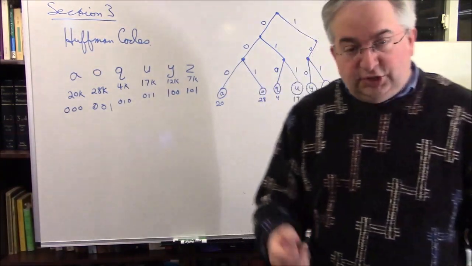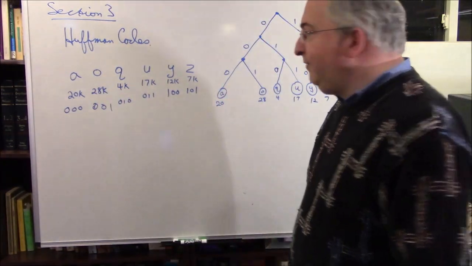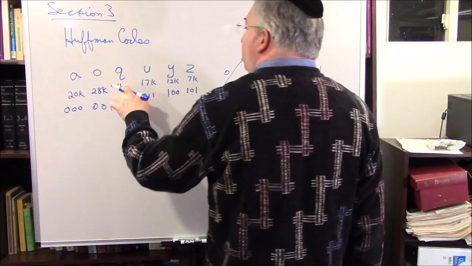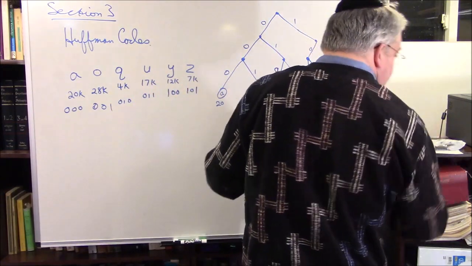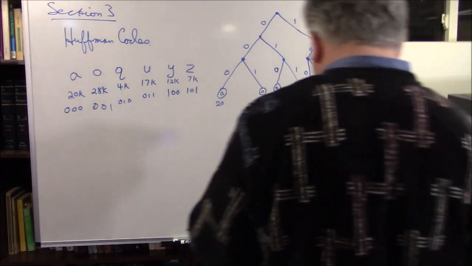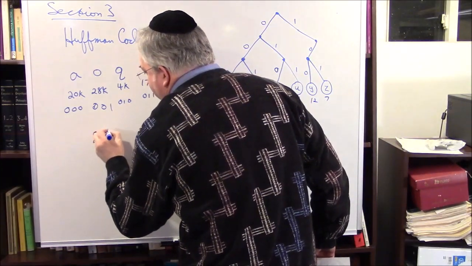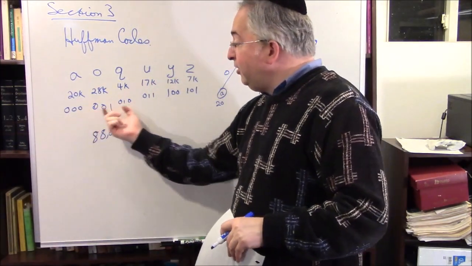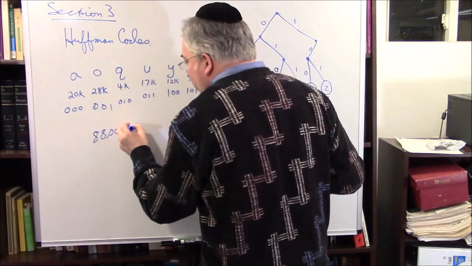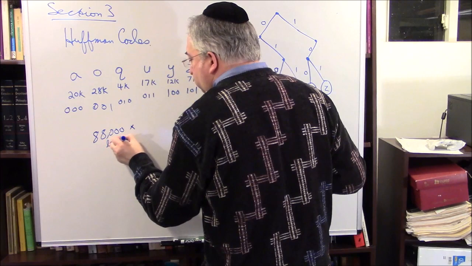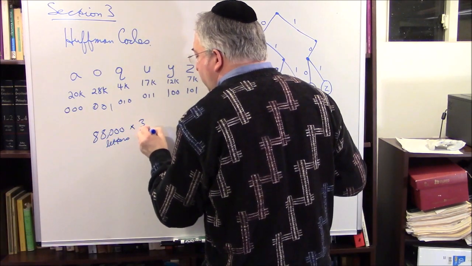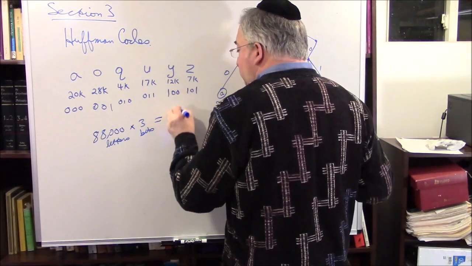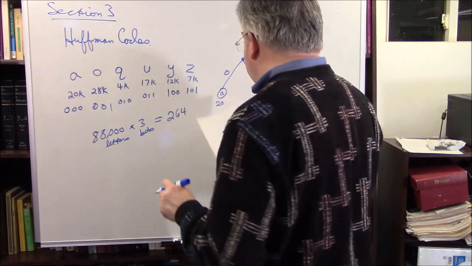Question: how many thousands of bits do you have? How many letters do you have? 20 plus 28 plus 4 plus 17 plus the rest. I counted them out, and it's 88,000 letters. Each letter is going to be represented by 3 bits, so 88,000 letters times 3 bits equals how many bits will your file use? And the answer is 264,000.